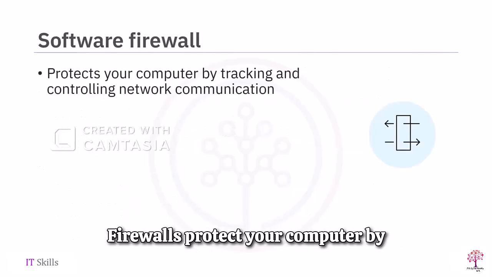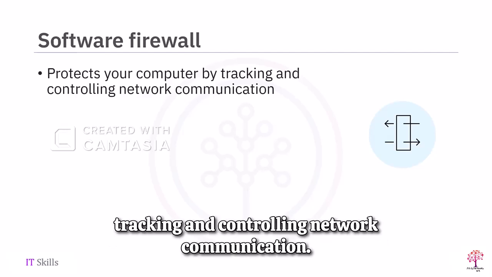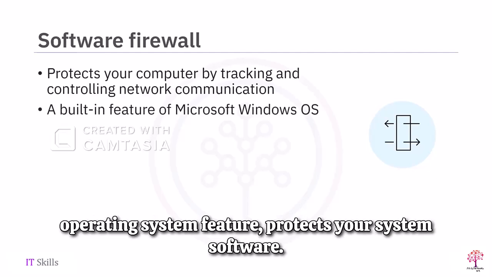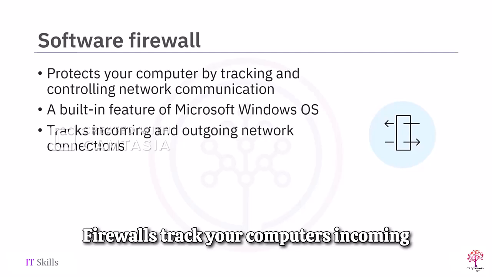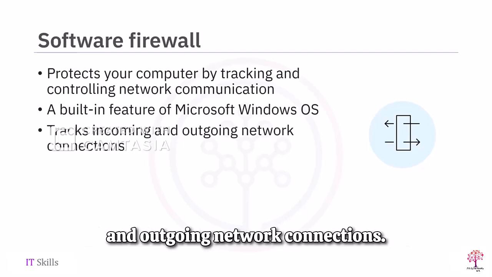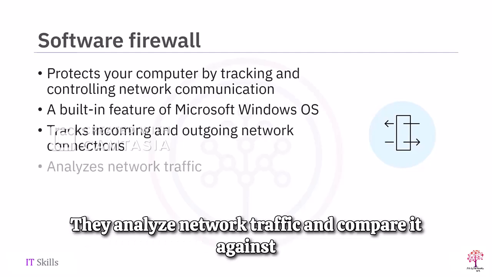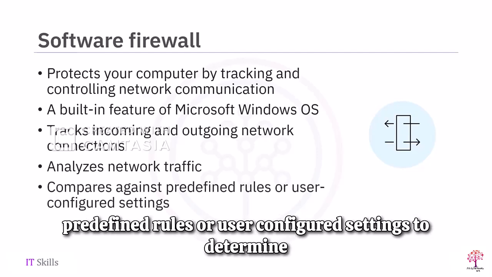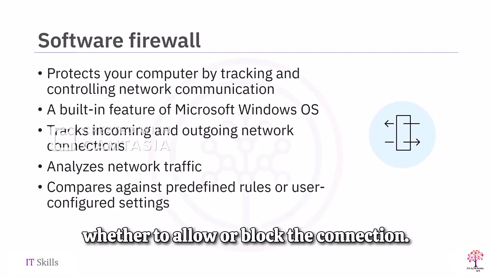Software firewalls protect your computer by tracking and controlling network communication. The Windows Firewall, a built-in Microsoft Windows operating system feature, protects your system. Software firewalls track your computer's incoming and outgoing network connections. They analyze network traffic and compare it against predefined rules or user-configured settings to determine whether to allow or block the connection.